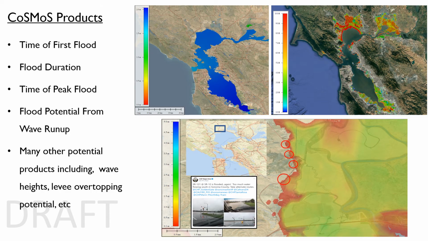The initial goal of this model is to provide users with time of first flood, flood duration, the time of peak flood, and also flood potential from wave runup. And as you see, products like water level for the entire San Francisco Bay and the inundation zone, and showing the infrastructure that could be inundated and flooded. However, we're using this model in several other applications, which my colleague will dive into in the next slides.